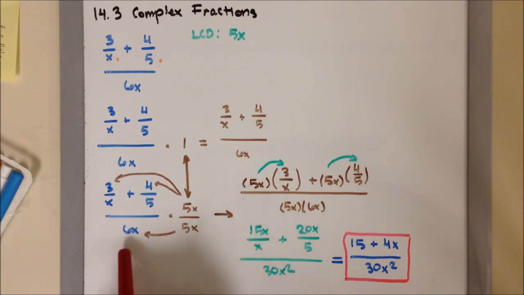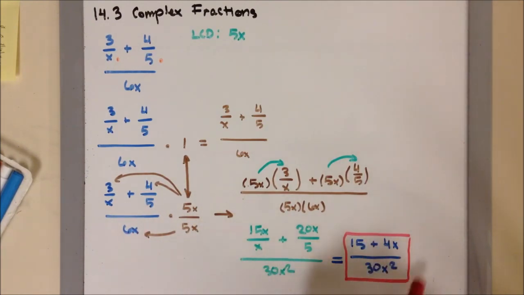Whereas in the denominator, we're just going to multiply, because it's not a fraction, so it's basically 6x times 5x, which became 30x squared. After that, I checked, there's nothing I can simplify between the three parts that we have together, so this is my final answer.